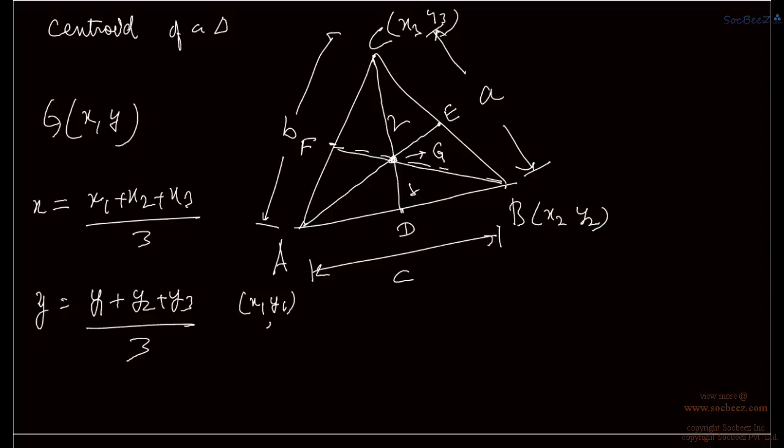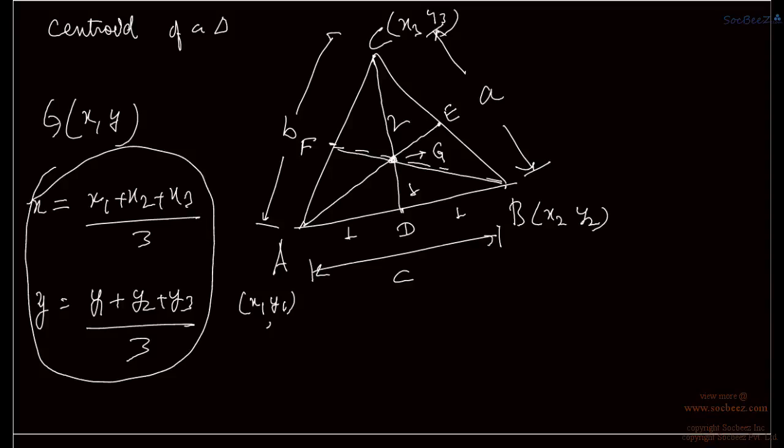So first you calculate the coordinates of point D, because this is the midpoint. So this is 1:1. You can calculate the coordinates of point D, and since you know the coordinates of point C as well as D, and you know the ratio, you can calculate the coordinates of point G. This you will get after calculation. So we can calculate the centroid of a triangle. After the centroid, let's move towards the incenter.